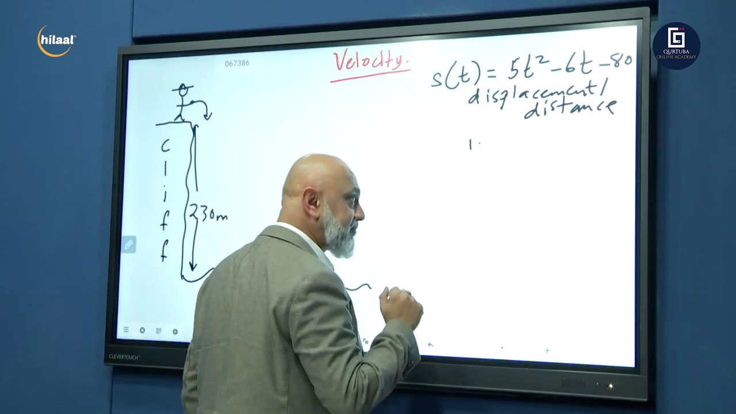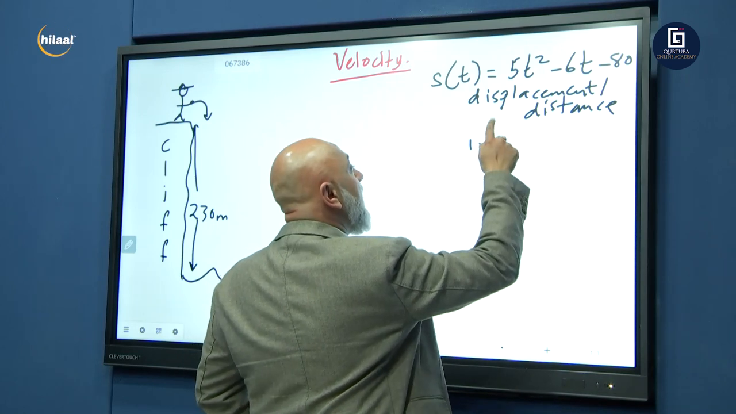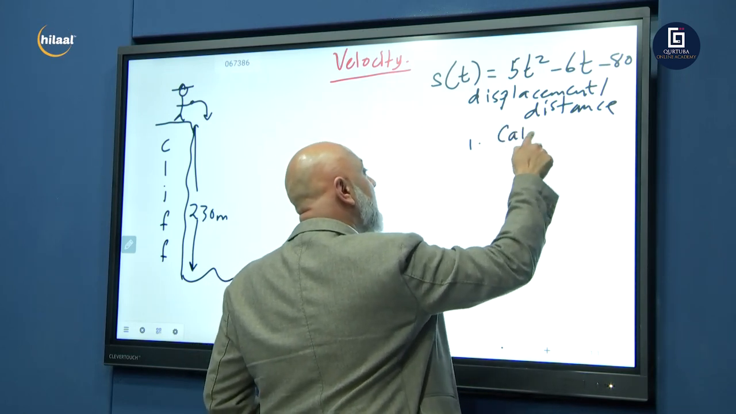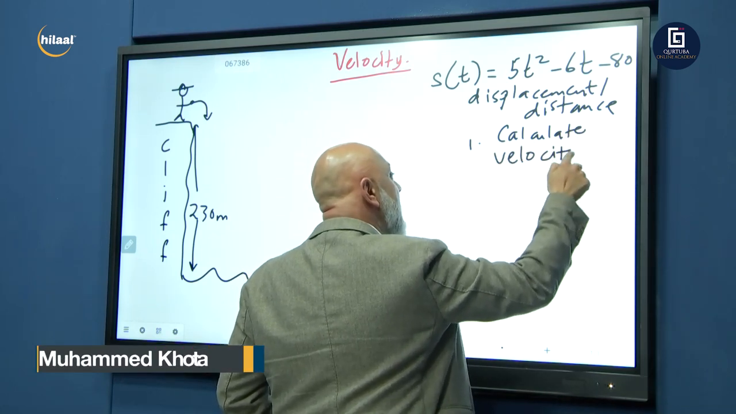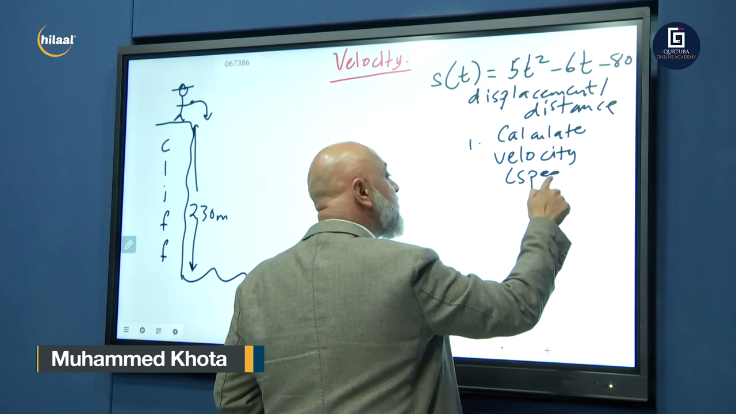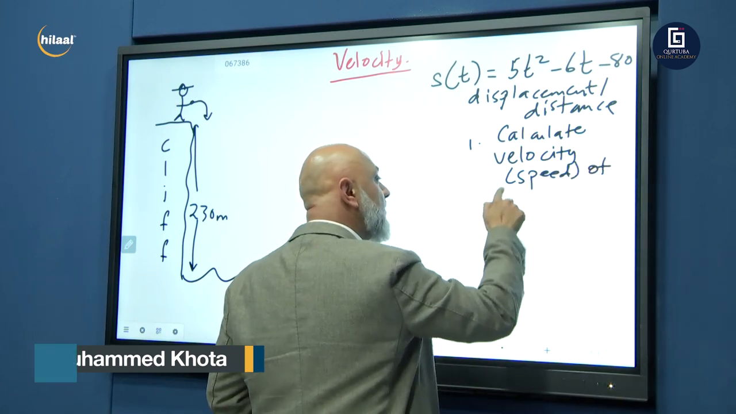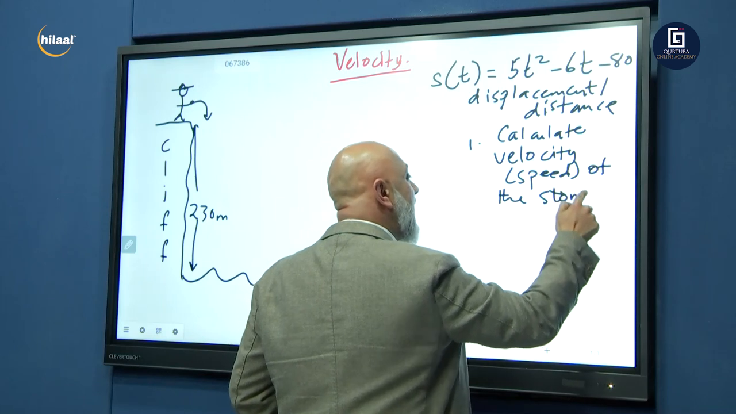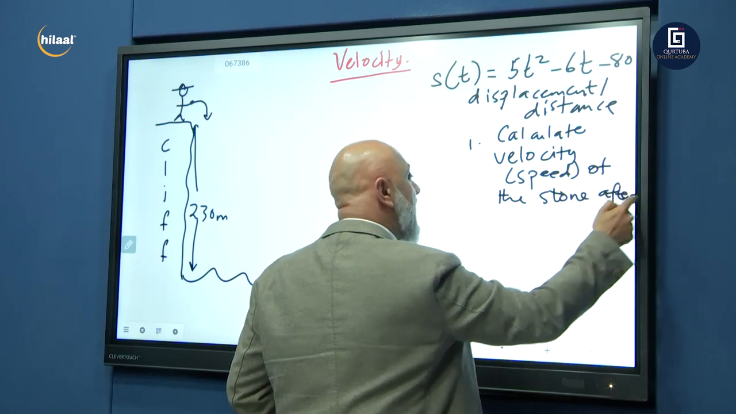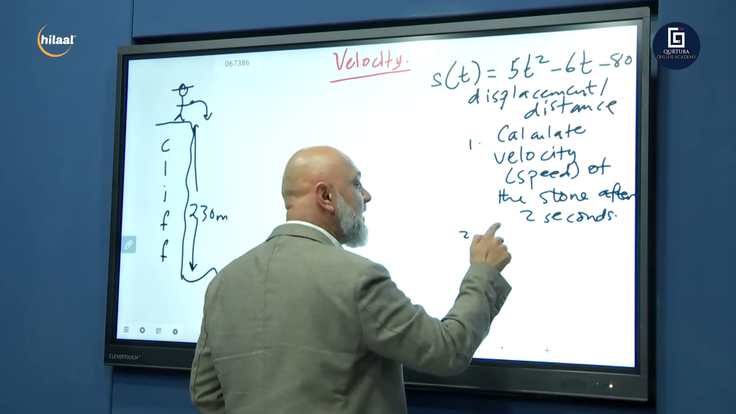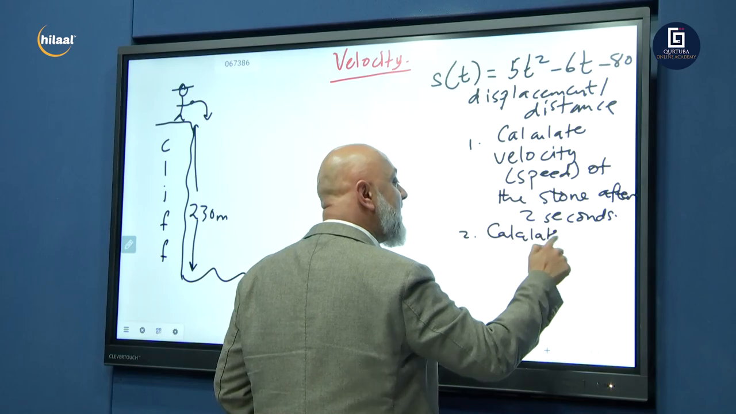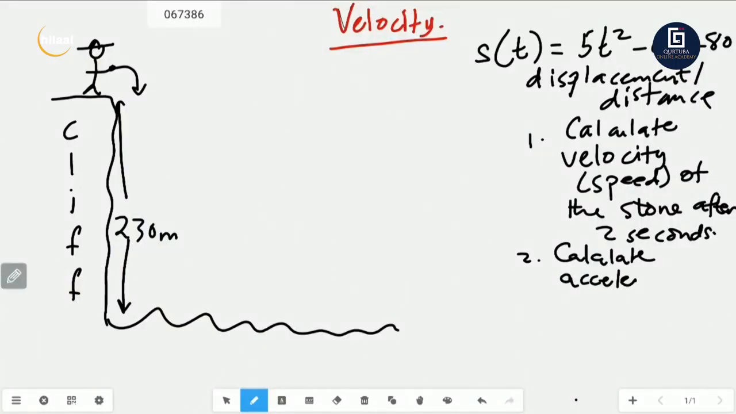Here are your questions. Question number one: calculate the velocity, another word for velocity is the speed, of the stone after 2 seconds. Question number two: calculate the acceleration of the stone after 5 seconds.